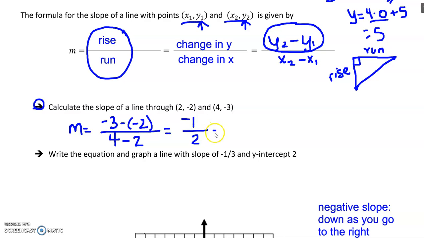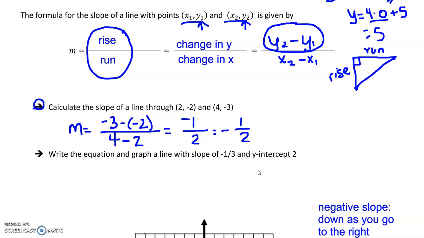And I believe my math lab is going to have you put that negative out in front of the fraction. Whenever you have a negative in the numerator or denominator, just pull that out so it's a negative fraction. So the slope of this line that connects these 2 points is -1/2.